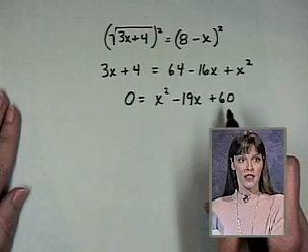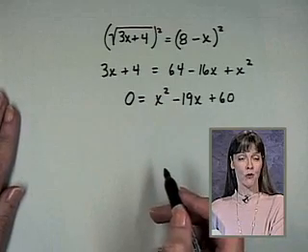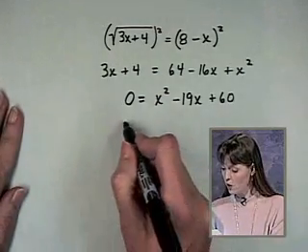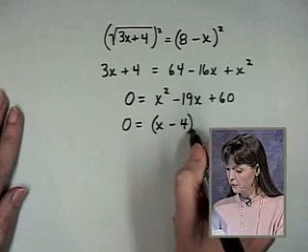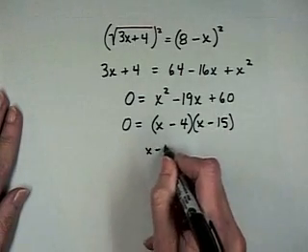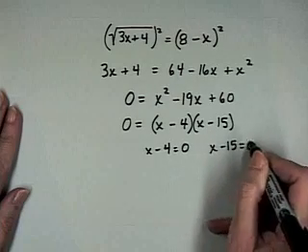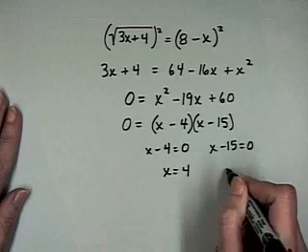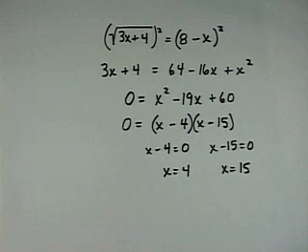Factors of 60 that would add together to give us negative 19 are negative 4 and negative 15. So we can factor this as x minus 4 times x minus 15. Setting each of these factors equal to 0 will give us possible solutions to this radical equation. And we come up with two possible solutions, 4 and 15. Remember, these are possible solutions because we now need to check our work.